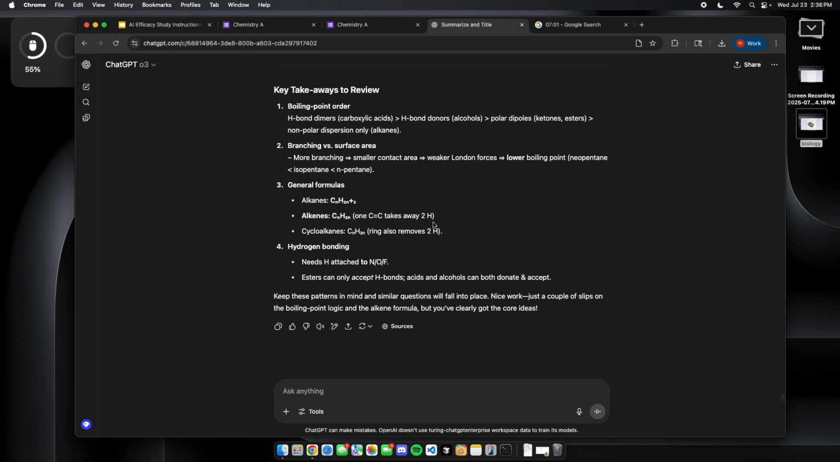Hydrogen bond needs H attached to N, O, or F. Esters can only accept H bonds. Acids and alcohols can donate and accept.